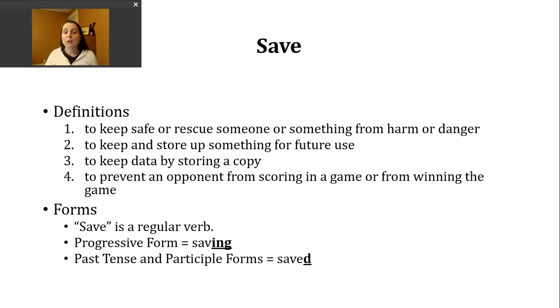Save is a regular verb. To make the progressive tense, we're going to drop the E and then add ing to form saving. To make the past tense and participle forms of this verb, I just need to add the letter D. And that's because this verb already ends with an E.